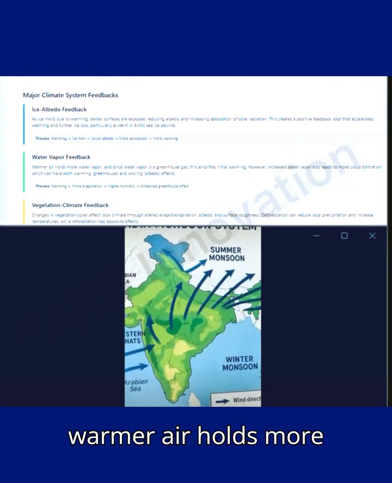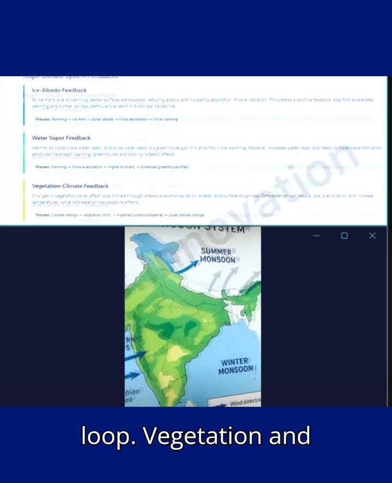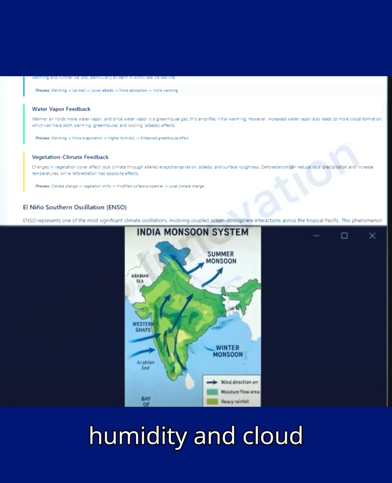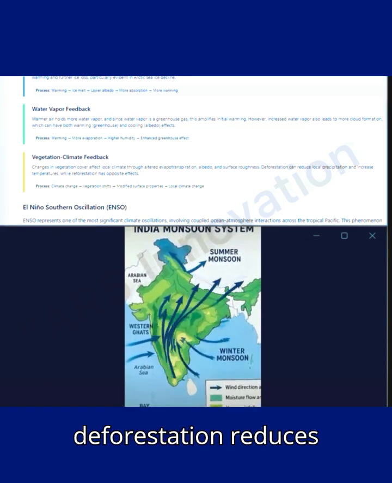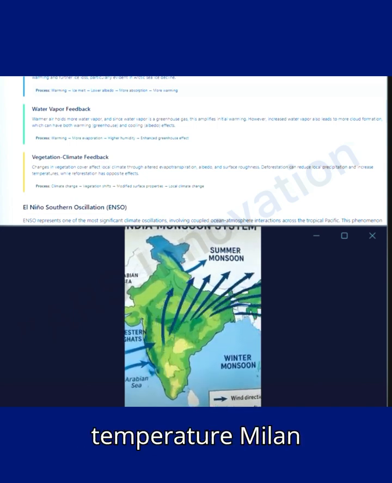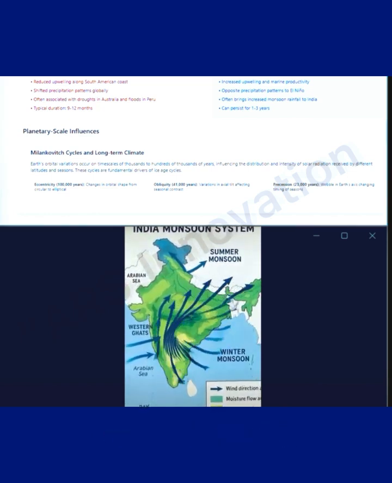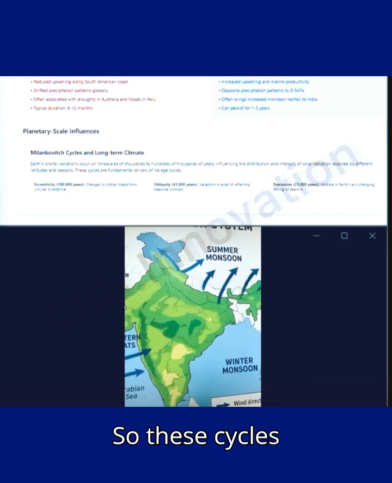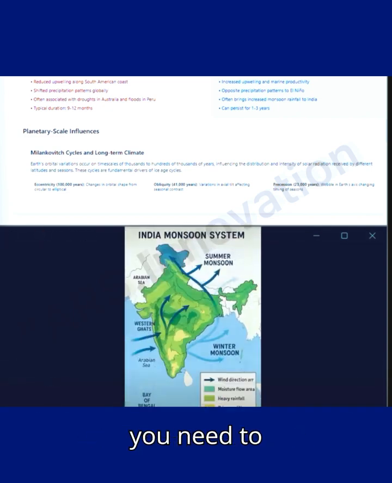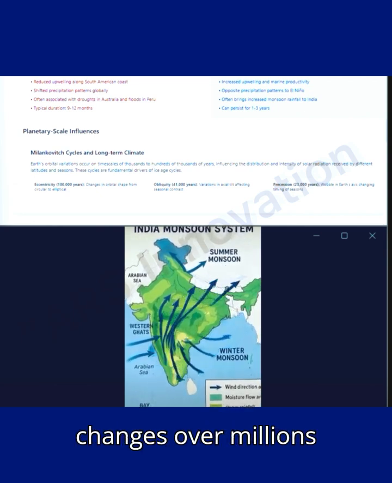Water vapor is the most abundant greenhouse gas. Warmer air holds more water vapor, which traps more heat, a positive feedback loop. Vegetation and climate: afforestation increases humidity and cloud cover. Deforestation reduces evapotranspiration, can reduce the rainfall and increase temperature. Milankovitch cycle: long-term changes in Earth's orbit and axial tilt affect climate over thousands of years. These cycles contribute to natural glacial and interglacial periods, which is what you need to understand.